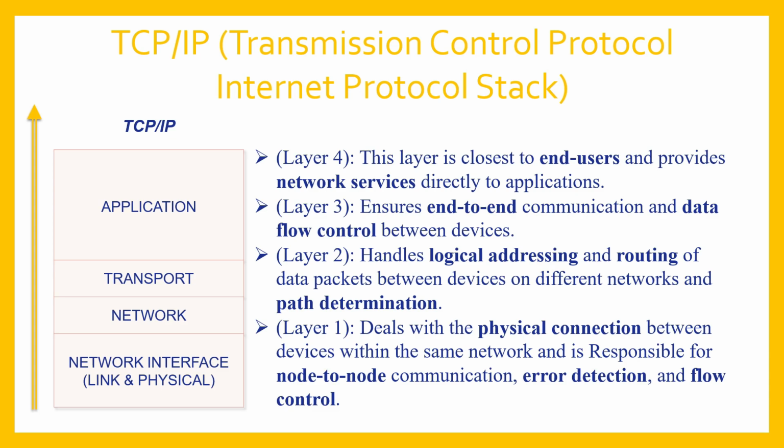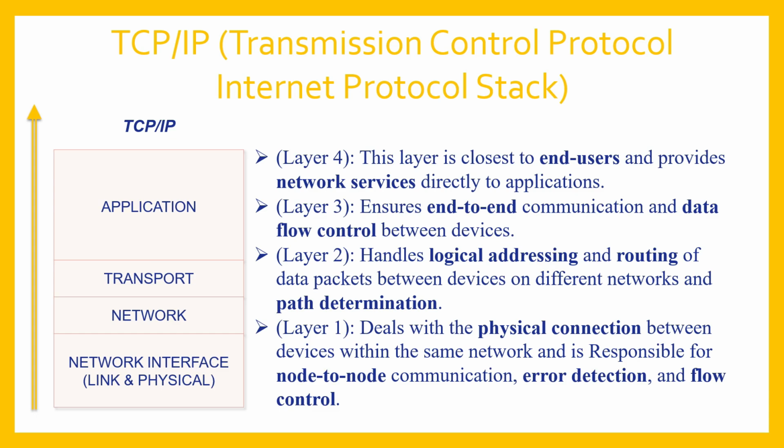Layer 2 or network layer. This layer handles logical addressing and routing of data packets between devices on different networks and path determination. When I say path determination, I mean finding the best route for the data packets to travel and reach the destination host in the fastest way possible. Layer 1 network interface, link and physical layer. This layer deals with the physical connections between devices within the same network and is responsible for node-to-node communication, error detection and flow control.